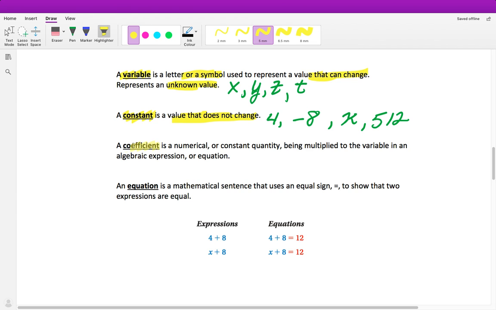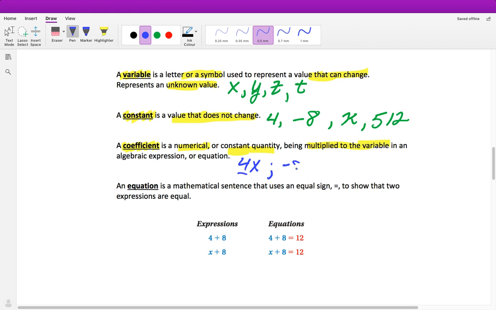All right, a coefficient. Now, whenever we do have a number or a constant quantity that is being multiplied to a variable in an algebraic expression or equation, we no longer call that a constant, we call that a coefficient. So in this case, if I were to take this 4 and say, instead of writing it as 4, I wrote it as 4 times x, well, this 4 is now our coefficient.